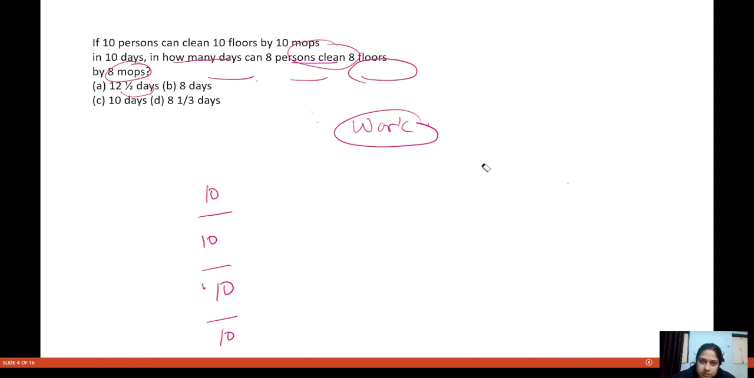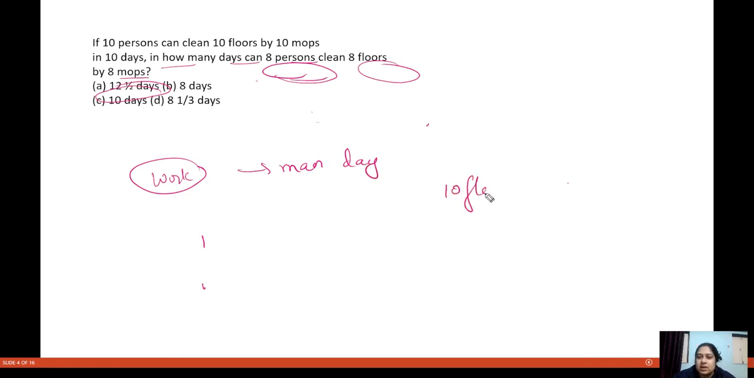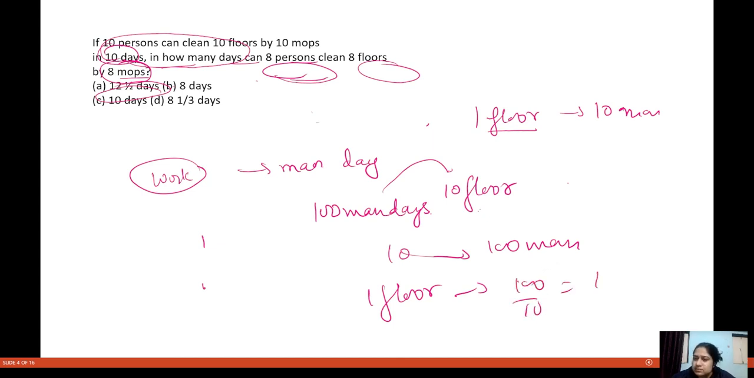Look at what this question is saying. 10 persons can clean 10 floors by 10 mops in 10 days. In how many days can 8 persons clean 8 floors by 8 mops? See, whenever we do work problems, what we check is man days. To clean 10 floors, how many man days are required? 10 persons doing 10 days of work, so that means 100 man days of work are required. That means for cleaning one floor, you require 10 man days, because 10 floors are cleaned in 100 man days. So to clean one floor, you require 100 by 10, that is just 10 man days. Forget about the mops and all. Now similarly, if you want to clean 8 floors, how many man days will you require? 80 man days.